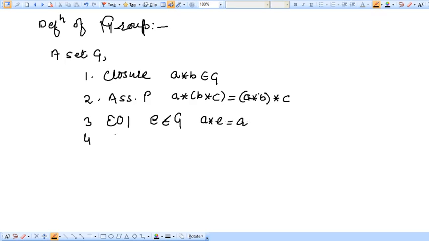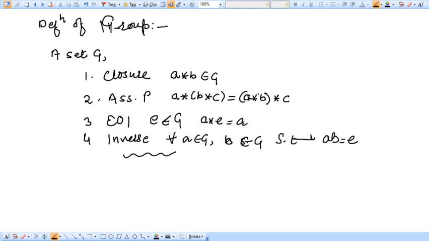And lastly, we did existence of inverse. For all A belonging to G, there shall exist an element B, also from G, such that A star B should be equal to E in either way. Also, if a group satisfies one more property, which is known as commutative property, then the group is called an abelian group.